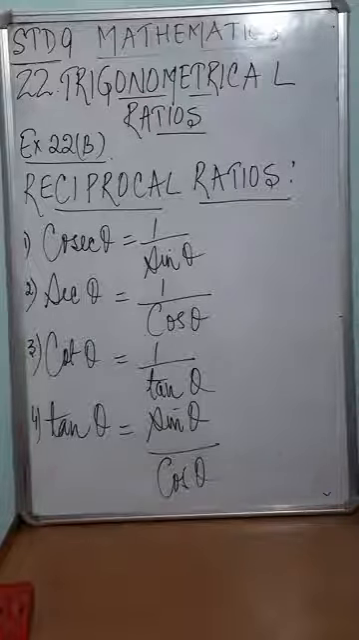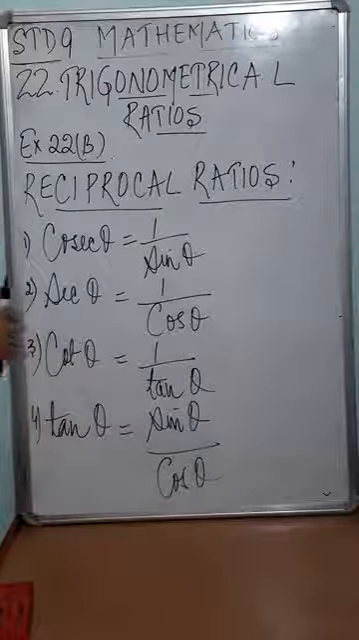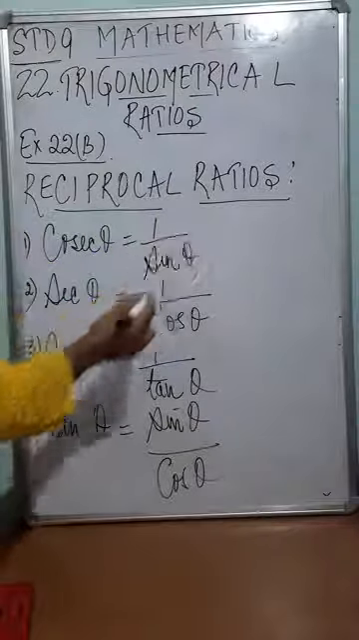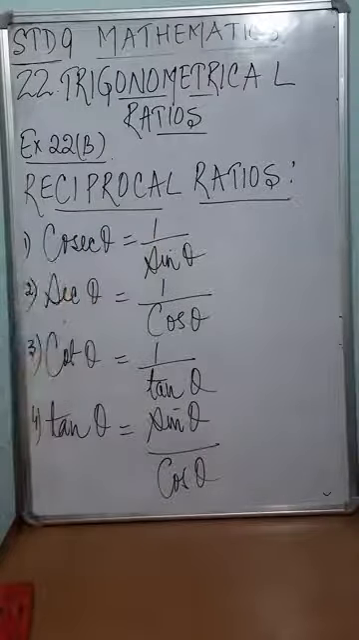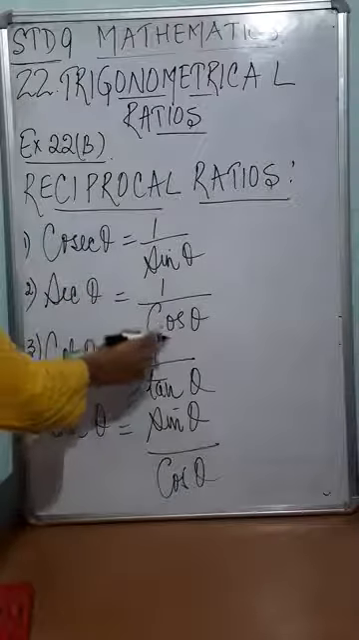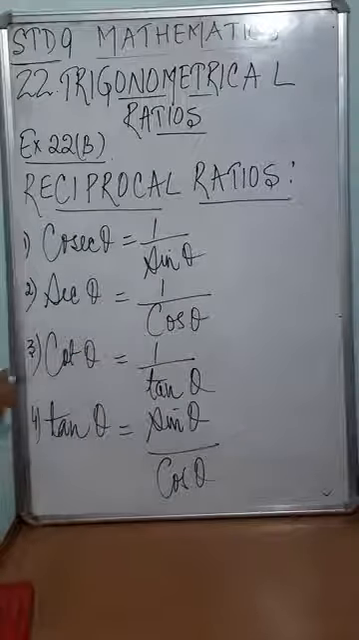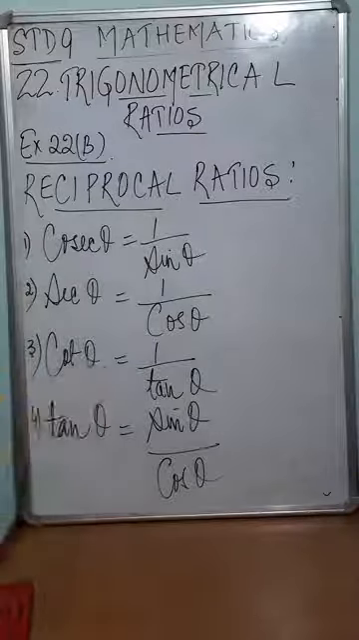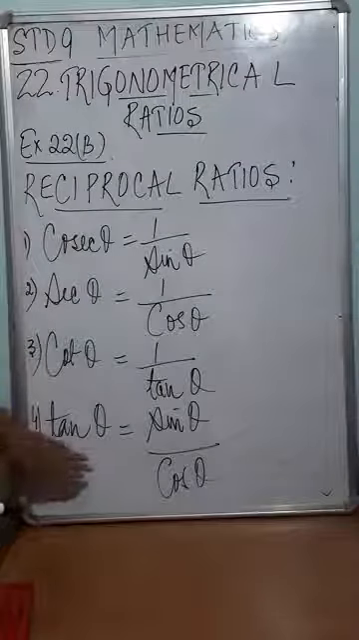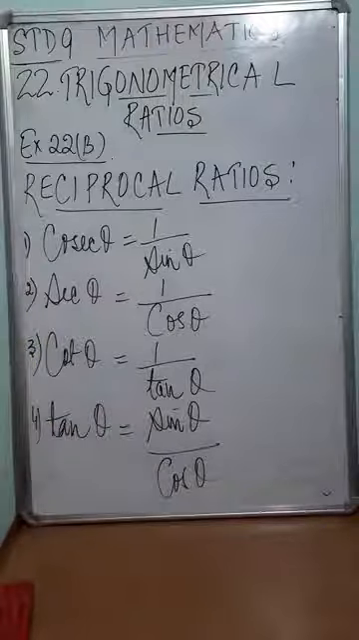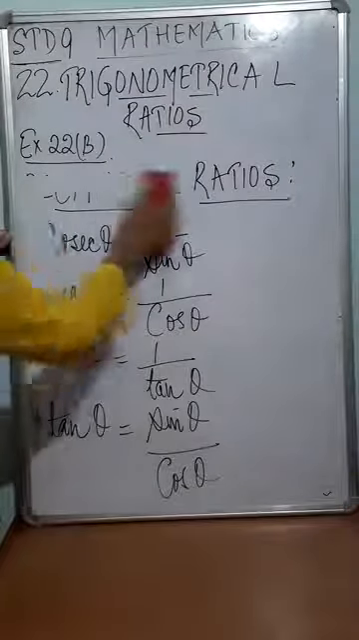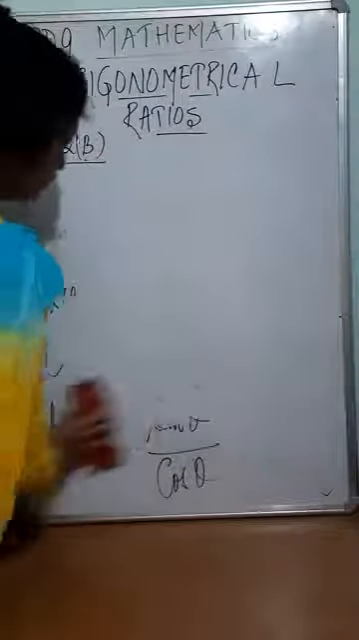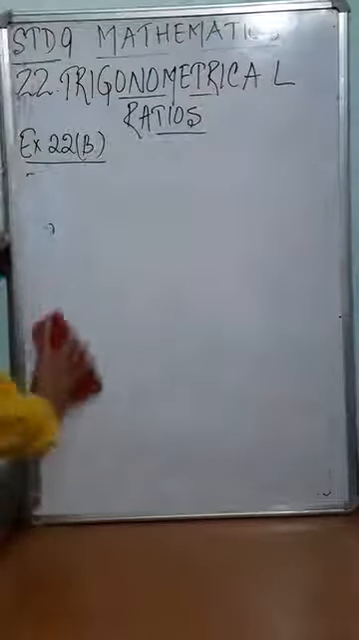Now, before I proceed further, let me explain these things to you. The reciprocal ratios: cosec theta is the reciprocal of sine theta, sec theta is the reciprocal of cos theta, cot theta is the reciprocal of tan theta. And also tan theta is equal to sin theta by cos theta. Please take it down in your notebook. You can also take a screenshot of this and write it down in your notebook.